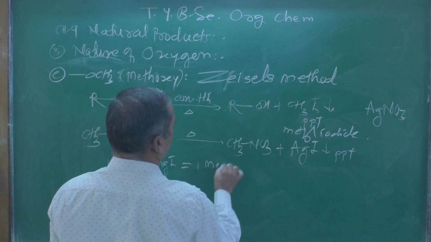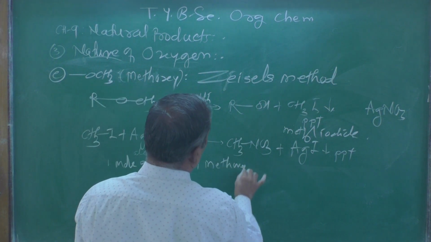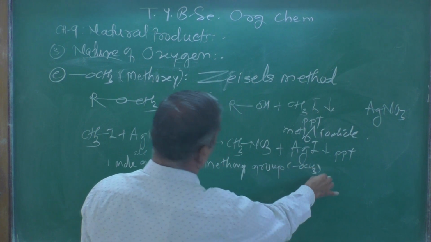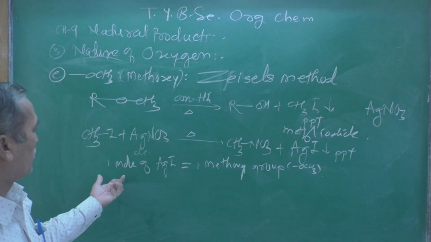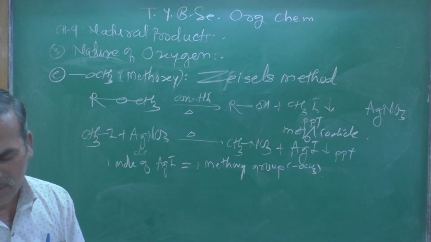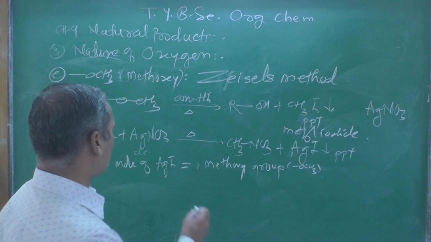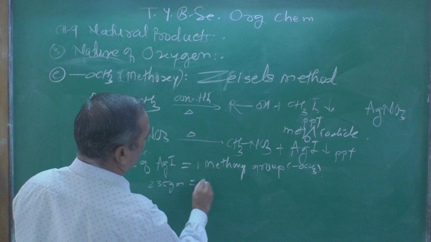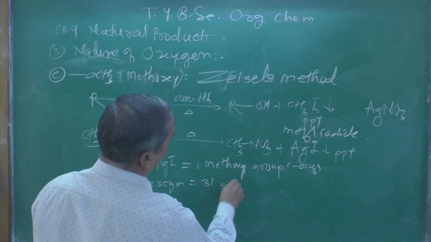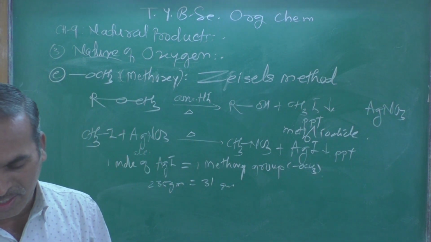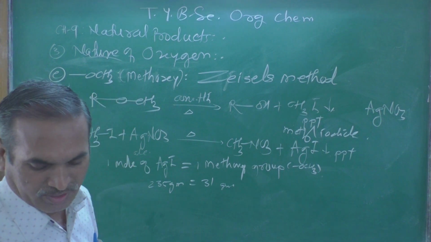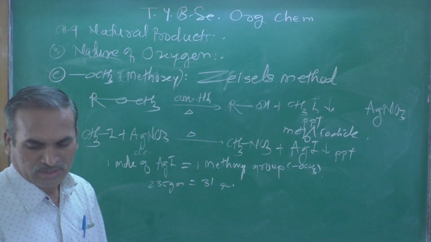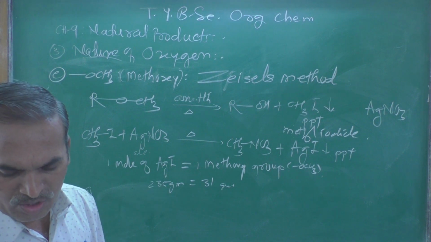1 methoxy group means OCH3, as we know. And we know that for 1 mole of AgI, the molecular weight of AgI is 235 gram, and methoxy we know is only 31 gram. And by using the mathematical formula, we can find out the amount of methoxy group.